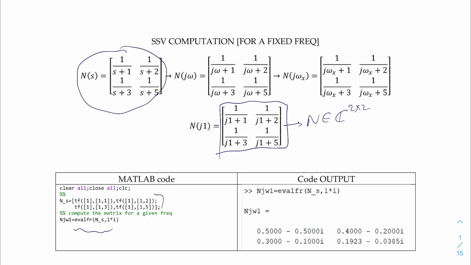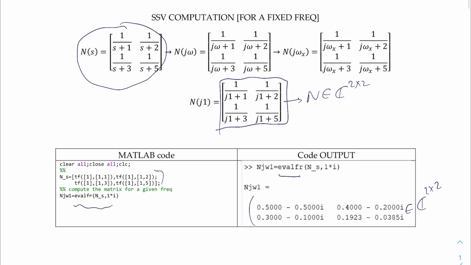Okay, so for every frequency, and this is the output. Again, this is a 2 by 2 complex matrix. Of course, for the sake of demonstration, this is a fairly small scale problem, right?